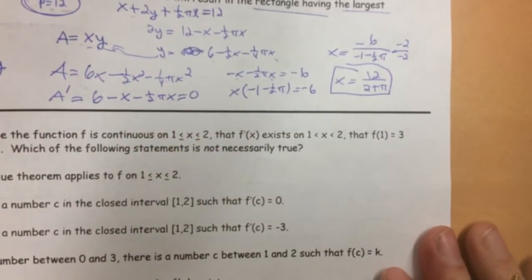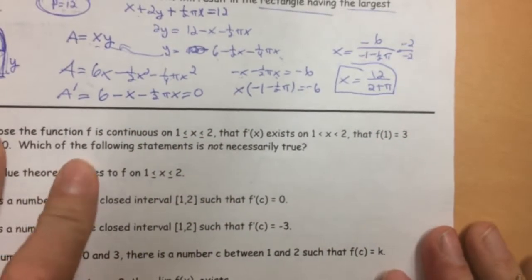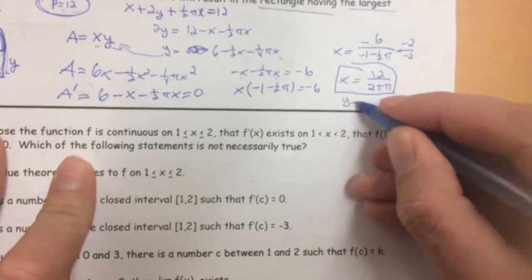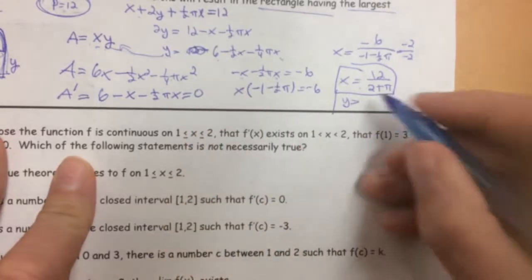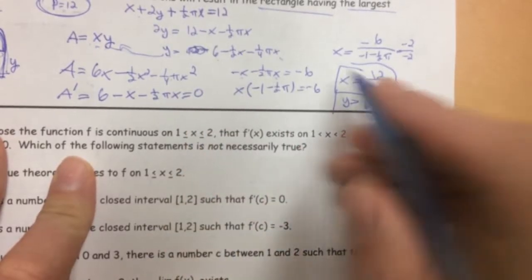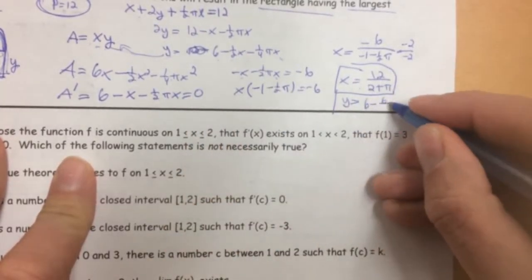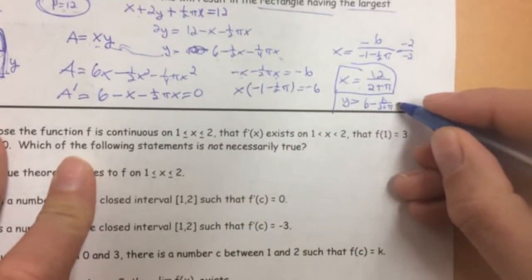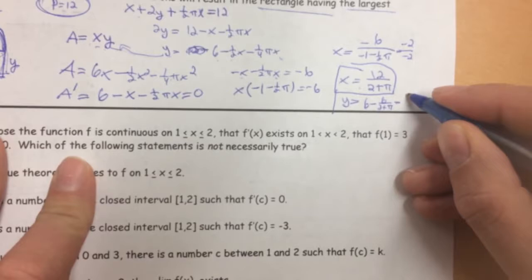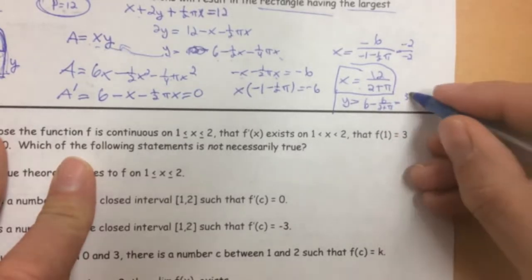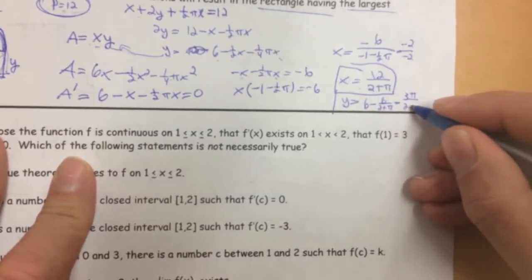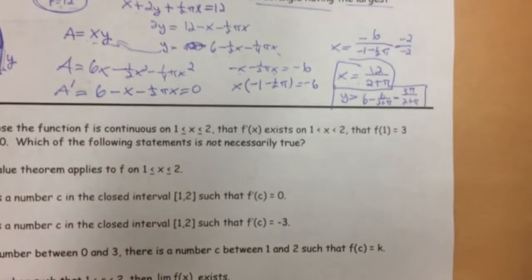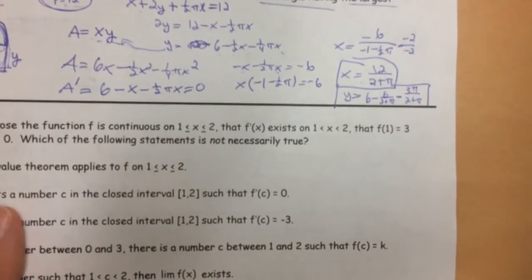As for the dimensions, so I guess I should go ahead and say that if this is x, y will need to be 6 minus half of this, which will be 6 over 2 plus pi, minus 1/4 of this, which will be minus 3, and then times pi, 3 pi over 2 plus pi. Yuck. So I guess those are the dimensions. This could probably be simplified.